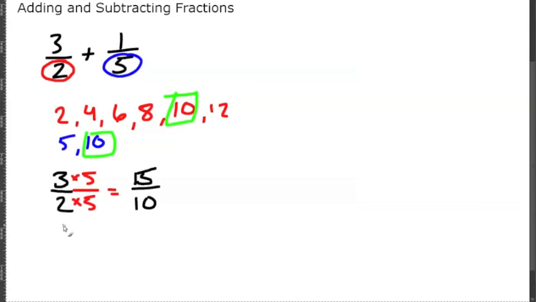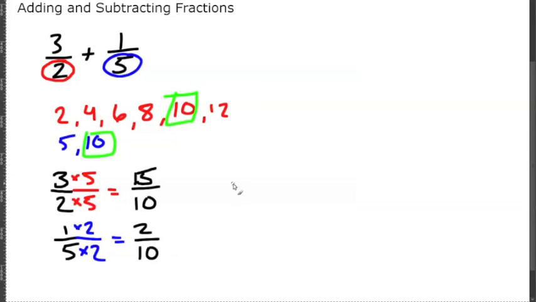Now let's look at 1/5. For 5, to get from 5 to 10, we had to multiply by 2. So we're going to multiply the bottom by 2, and whatever we do to the bottom of a fraction, we have to do to the top to keep the fraction at its same value. So that's just going to be 1 times 2 is 2, all over 5 times 2, which is 10. So now we can add these fractions.